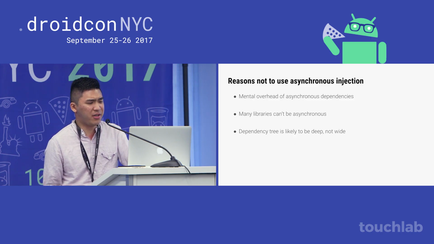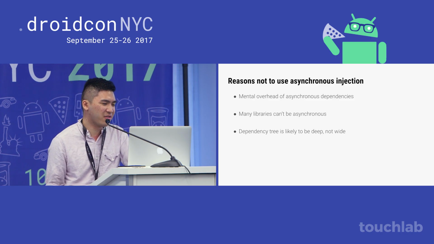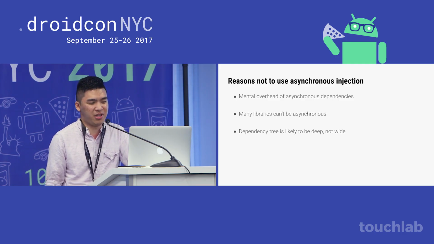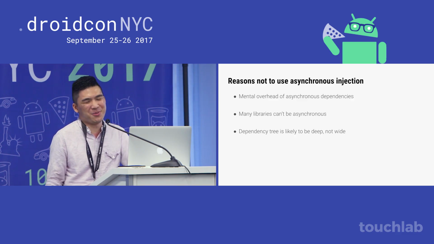Here are 3 reasons why not to use it. There's a lot of mental overhead and a lot of extra code you need in order to implement asynchronous DI. A lot of libraries that you use, like a lot of analytics libraries, might just init on the main thread, and it's just like, well, what am I going to do?